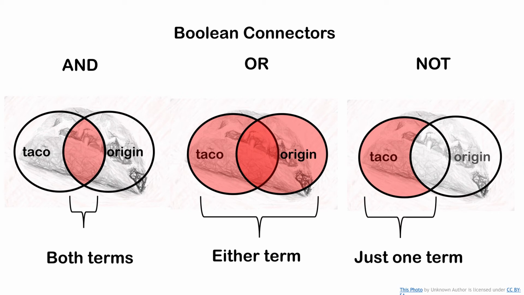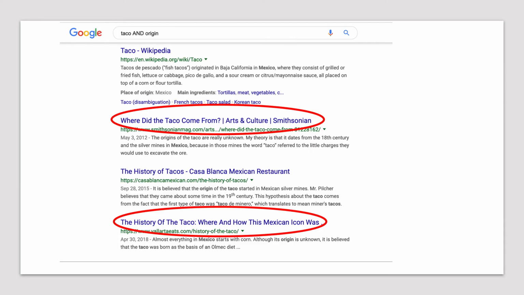and I want to show you what I found when I used the Boolean connector AND. So entering the keywords taco with the Boolean connector AND with origin generated results I was hoping to find. Results you want your students to find. Google is quick and easy, and it does want to give you what it thinks you want. You just have to use the right strategy to find what you need.